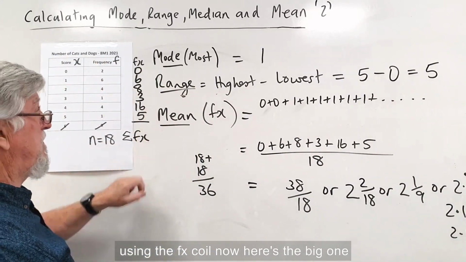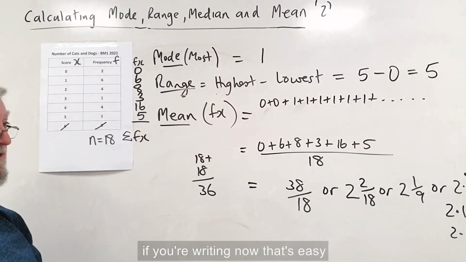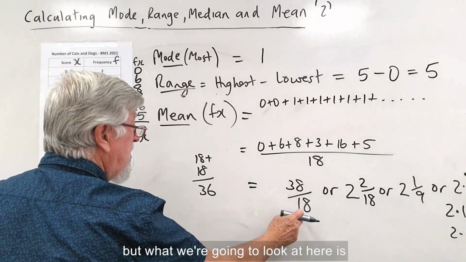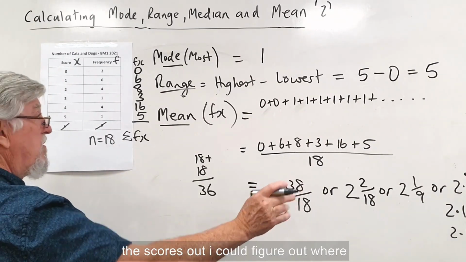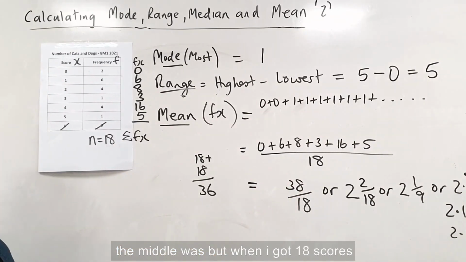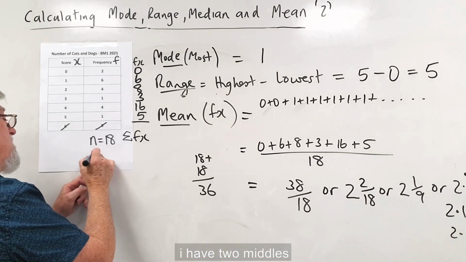Now here's the big one. Getting a median from a table isn't hard. If you're writing them out, it's easy. But what we're gonna look at here is that we have 18 scores. So if I wrote all the scores out, I could figure out where the middle was. But when I got 18 scores, I have two middles.